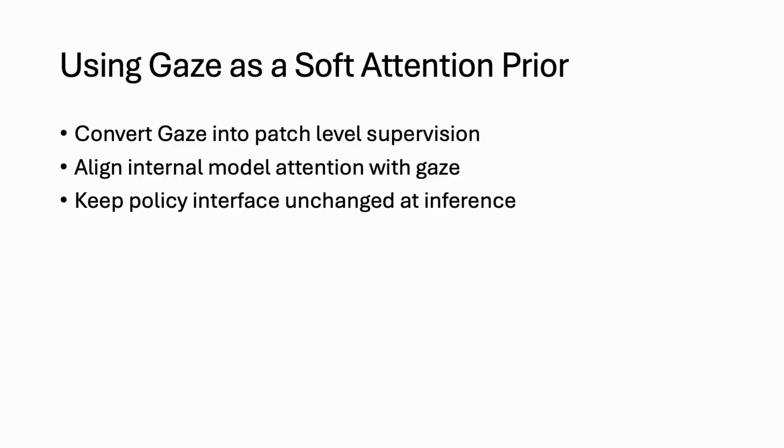Our idea, like I said, is to use gaze only as a training signal. During training, gaze tells the model which visual patches are likely to matter, and hence we use gaze as a soft attention prior. First, we convert gaze into patch level supervision, then we align internal model attention with gaze, and this way the policy interface remains unchanged during inference.